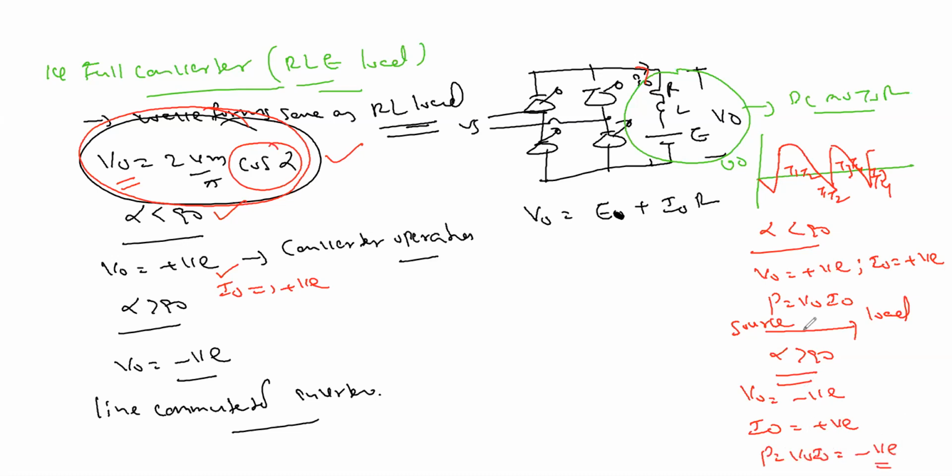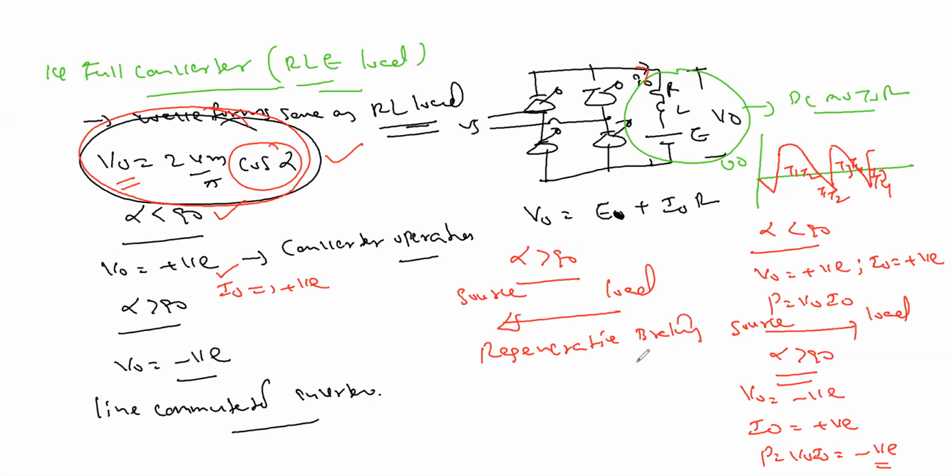So what does it mean? Now the power is going, when alpha is greater than 90, from load to source. When is this possible? We discussed yesterday, regenerative braking. This is only possible in the regenerative braking scenario. In regenerative braking, you are feeding the power back from the load, the DC motor, to the source. That is the regenerative braking mode, which is called inverter operation here now.